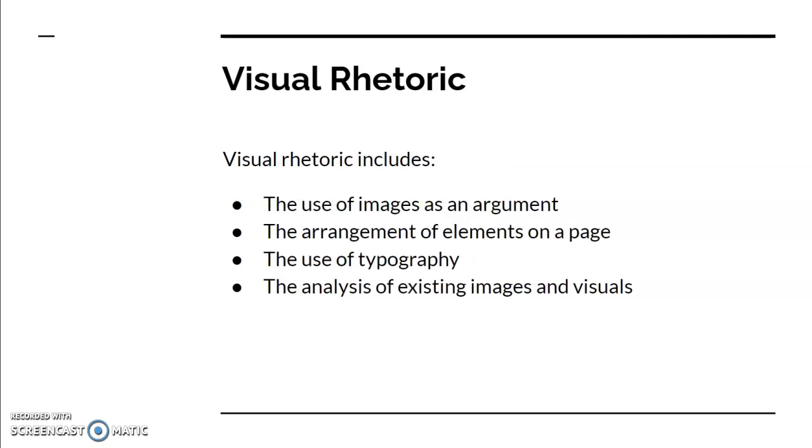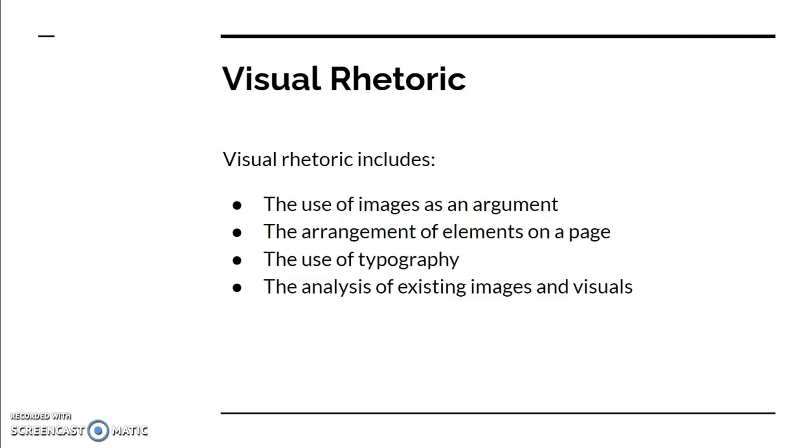So visual rhetoric includes several elements. The use of images as an argument. So again, the argument is made out of the images rather than out of words. The arrangement of elements on a page. What do you look at first? What do you look at second? What do you look at third? What's even there to look at in the first place?